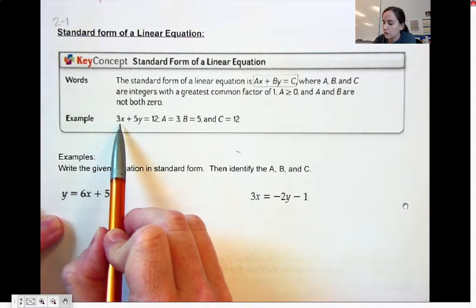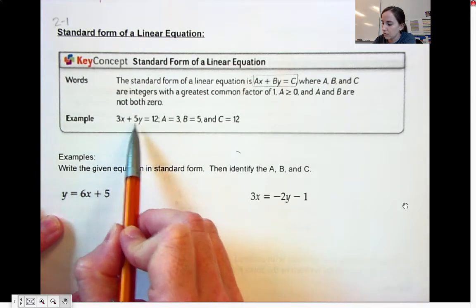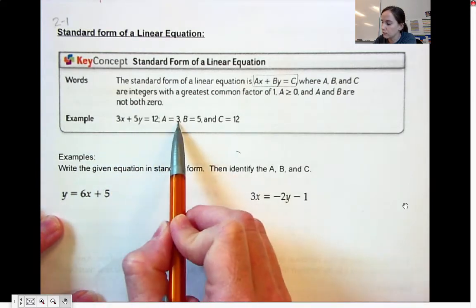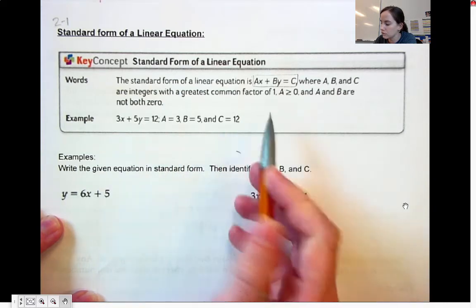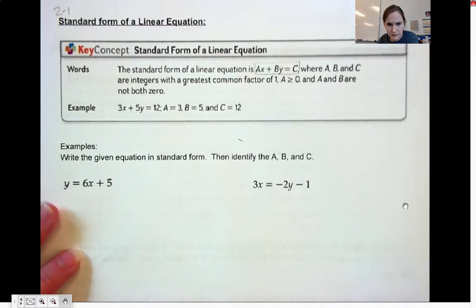In this case here, it's already written in standard form. So 3x plus 5y equals 12. The a is 3, the b is 5, and the c is 12. Let's write these two examples in standard form.